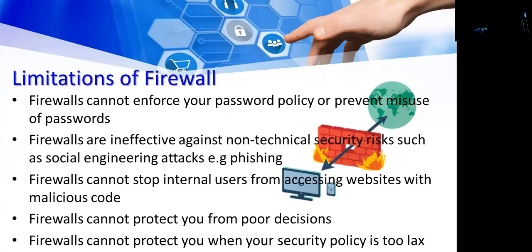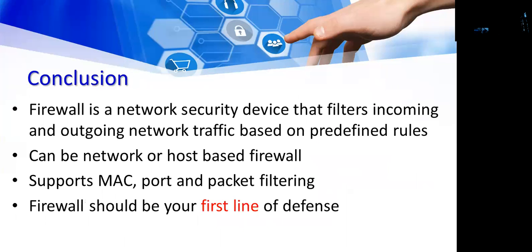A firewall cannot protect you from poor decisions. If you make a poor decision, you are on your own. The firewall will not prevent you. That is another limitation. A firewall cannot protect you when your security policy is too weak, too lax. Firewalls cannot prevent that. So in conclusion, a firewall is a network security device that filters incoming and outgoing network traffic. That's all about firewalls.